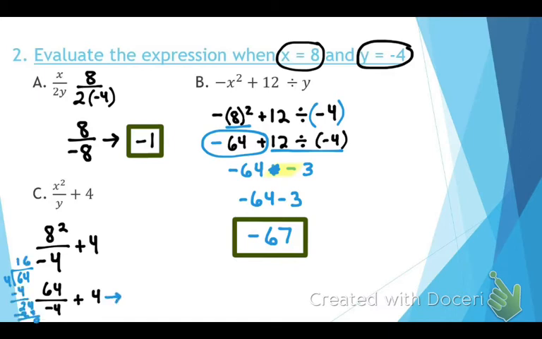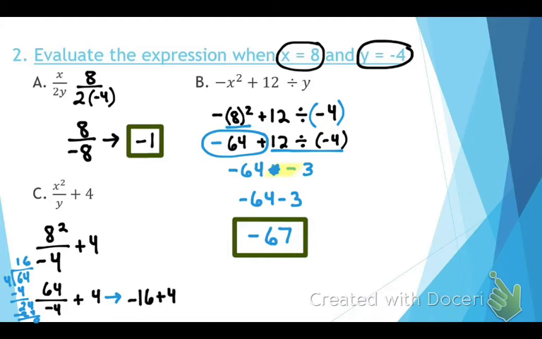So 64 divided by 4 is 16, but is my answer going to be negative or positive? It's going to be negative because as I did that right there, there was only 1. That's an odd number, so I've got to keep that negative sign. So I've got -16 plus 4.